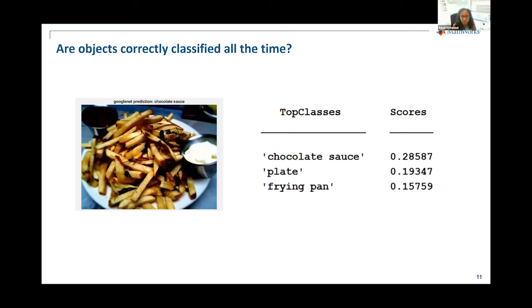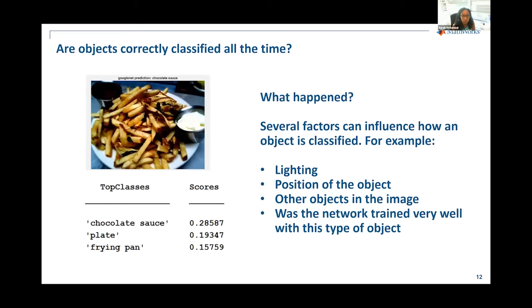Feel free to shout those out in the chat. But here are just a few factors, like the lighting in the image, like brightness and contrast, the position of the object, like how it's oriented in space and whether it's completely in the frame, and whether there are multiple objects in the image. And of course, like we mentioned before, you might ask whether the network was even trained to identify images like this one. So all of these will have an impact on the output of the model.